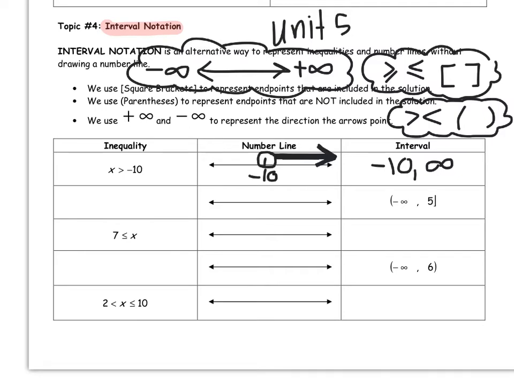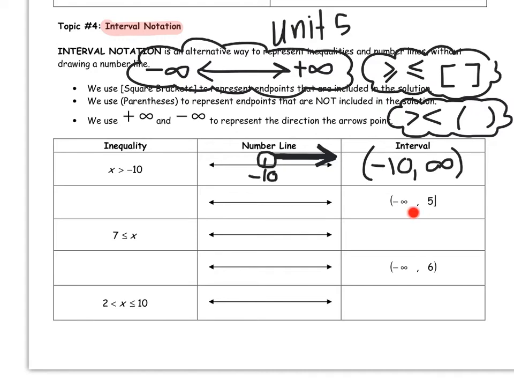Now with the number infinity, I'm always going to use a parenthesis. With the number negative 10, I have to look at my circle, and since it is open and not included, I'm going to use a parenthesis. All right, let's look at this one. The next example says I am given an interval.